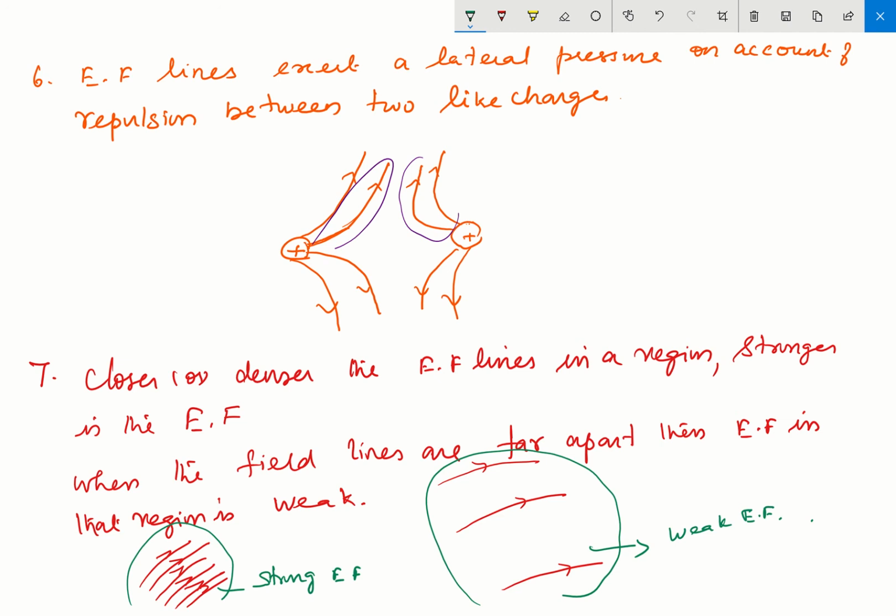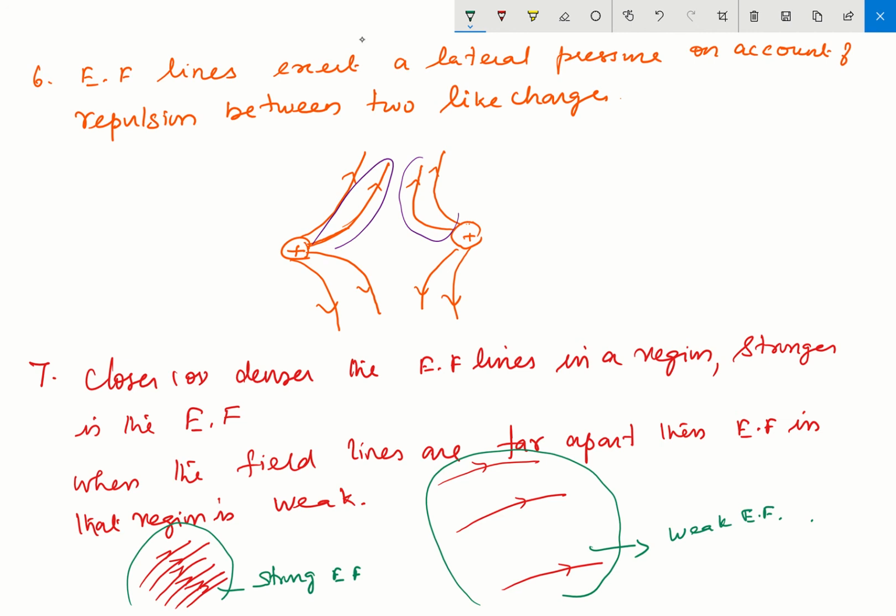So this is the next, a very important property. From this I think you can even find out electric field intensity. What is electric field intensity? Electric field intensity is the force experienced by a unit positive charge when it is kept at that point. But you can give one more definition with respect to electric field lines. Electric field intensity at a point is equal to the number of electric field lines crossing normally per unit area around that point.